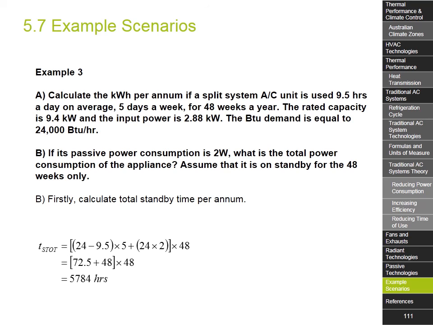For part B, firstly we calculate the total standby time per annum. It will be the summation of the weekly time multiplied by the number of weeks. The weekly time will be 2 full weekend days plus the remainder of the days in the working week where the appliance is not in use. The total standby time is 5,784 hours.